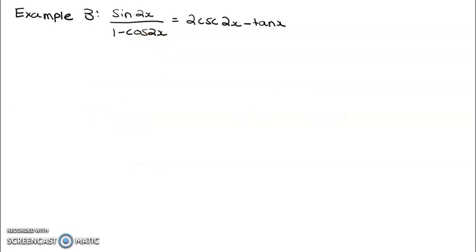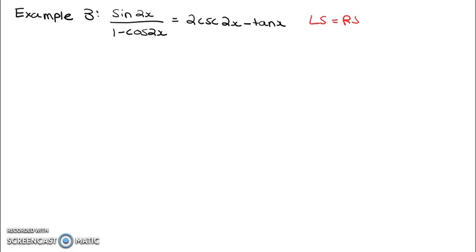Alright, so the next identity is sine 2x over 1 minus cosine 2x equals 2 cosecant 2x minus tangent x. This is a little more complex of a problem. We're going to have to work on both sides, because both sides are pretty complex. Again, the ultimate goal is proving that the left side is equal to the right side.